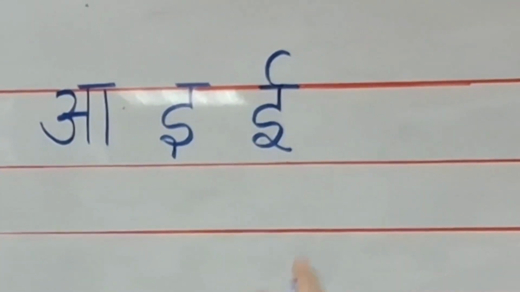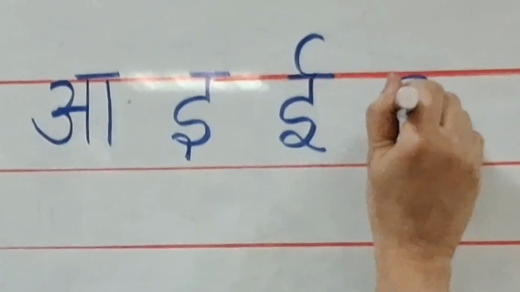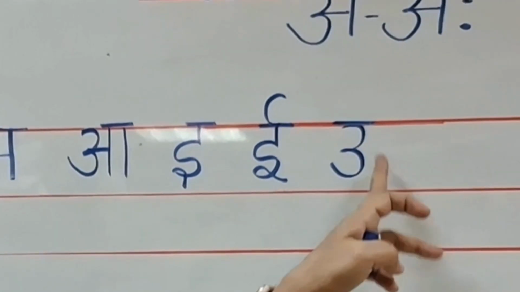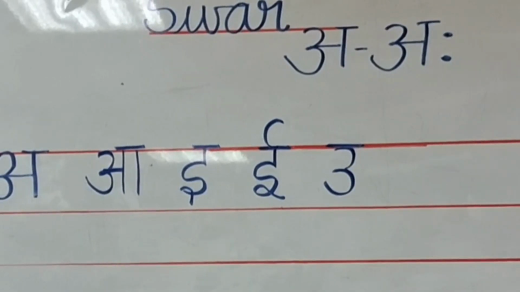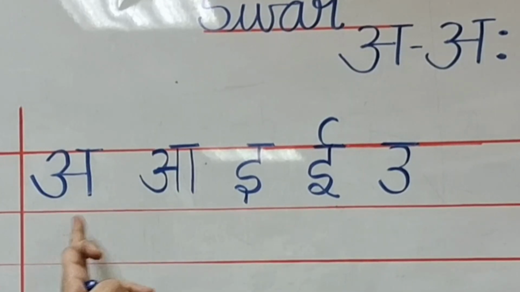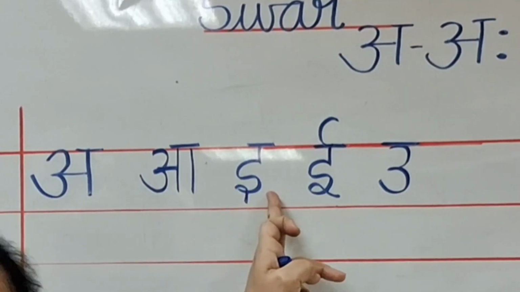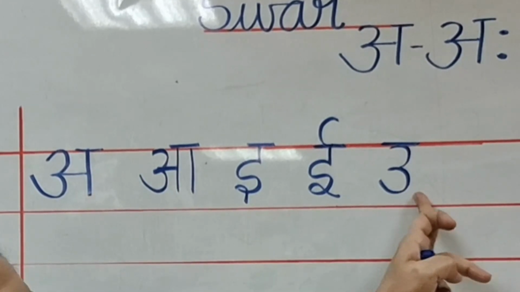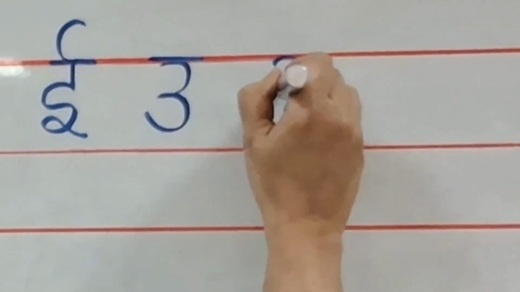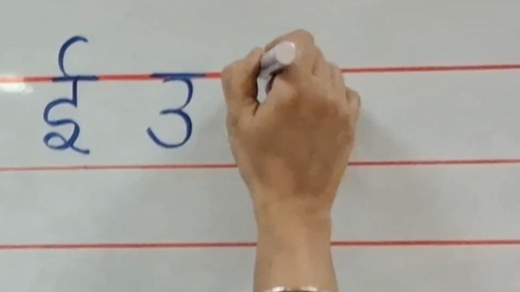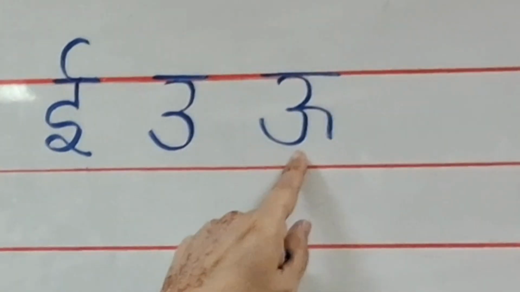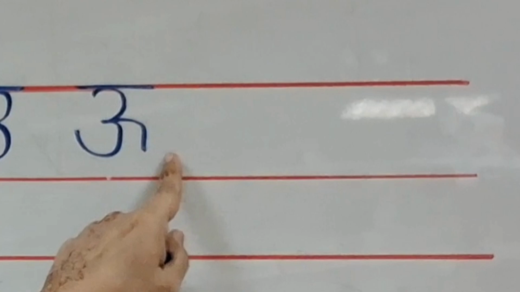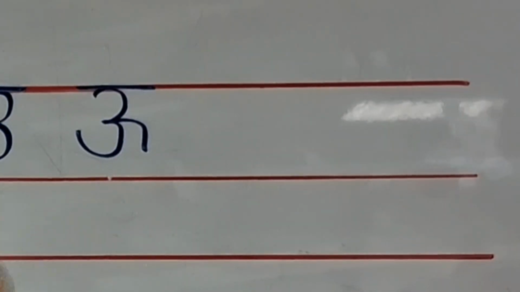After this, one finger's gap. Leave one finger's gap and write U. U is very easy to write because it is just 3. It is just the number 3 with a sleeping line on top. So A say anar, Aa say aam, I say imli, Ee say eek, U say ullu, then Oo say oon. I will write 3 and then I will put a loop like this from the middle of 3. So now we finished 6 swar.